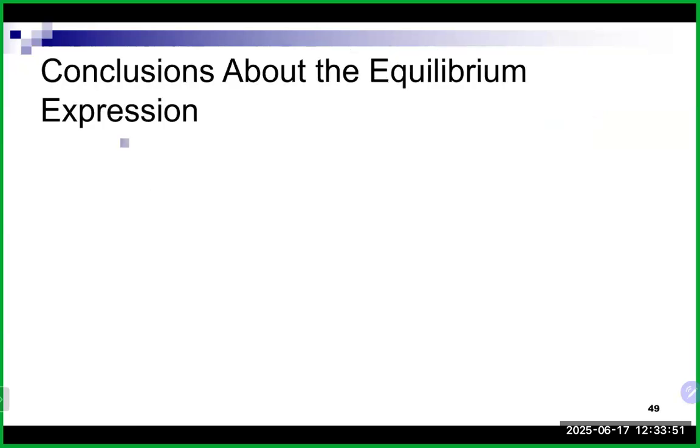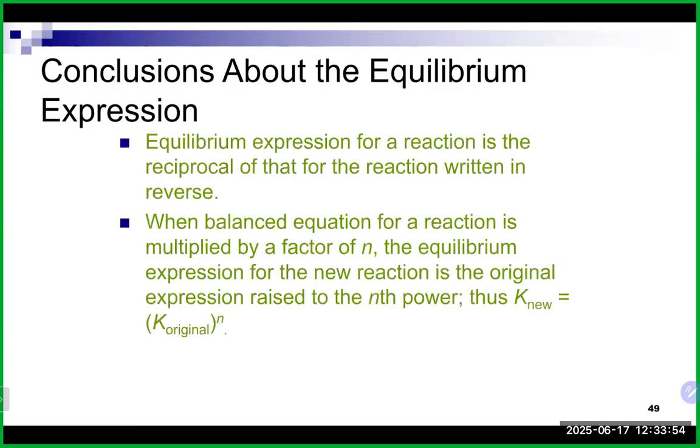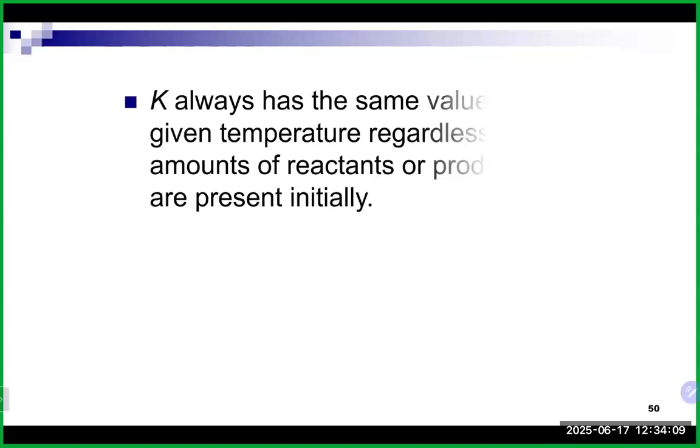As we just saw, if you add together some equations, multiply the K values. If you reverse an equation, take 1 over the K value. And if you multiply by a number, take the K value to that number, or if you divide by a common number, take the root of the K value to that common number.